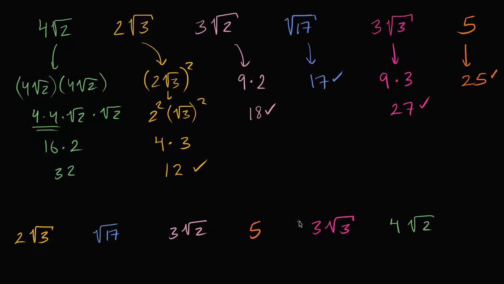And we're done. That was pretty neat. Without a calculator, we were able to sort these irrational numbers. Well, not all of them are irrational, but the ones that involved a square root of something that is not a perfect square.